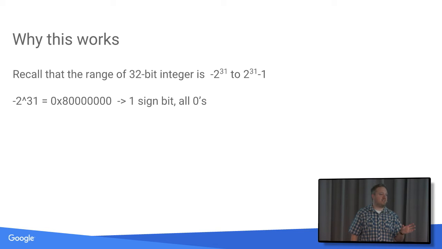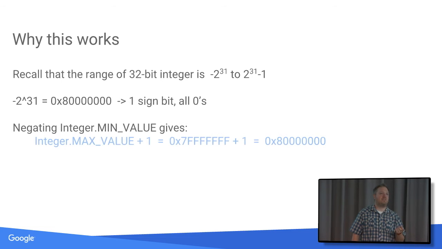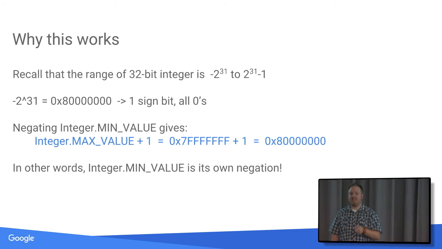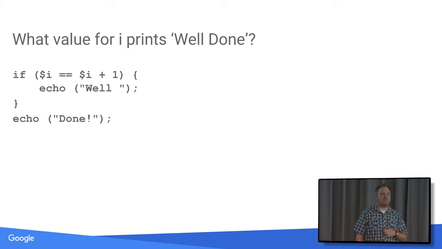So if you take, for example, the negative number which is a sign bit of 1 with a bunch of zeros, and then you negate that, that's equivalent to saying take the integer max value, add 1 to it, and it turns out it's the same value. So long story short, Integer.MIN_VALUE is its own negation. Fancy trick. Always be careful, especially when you're dealing with rollover situations. Gets you every time.